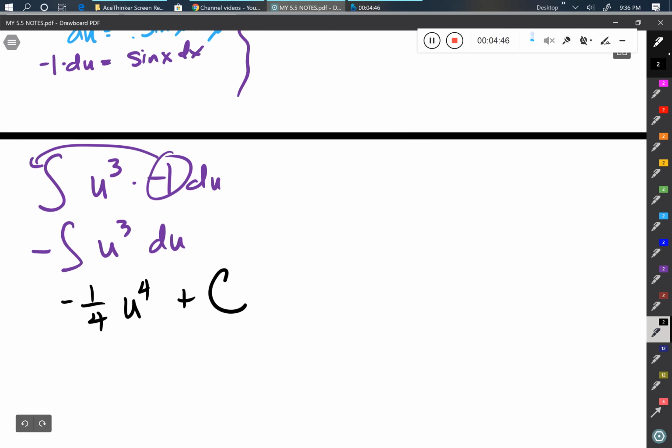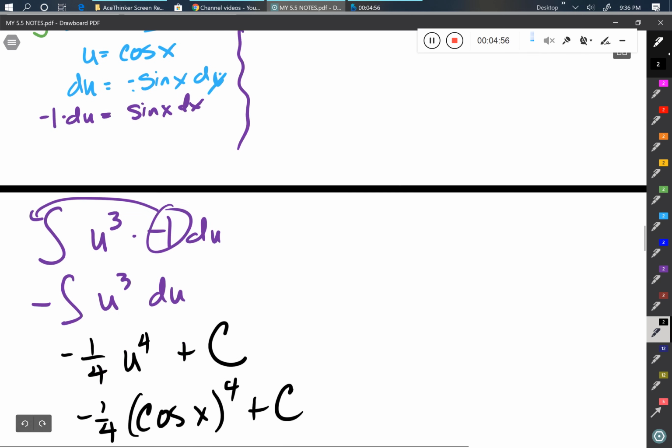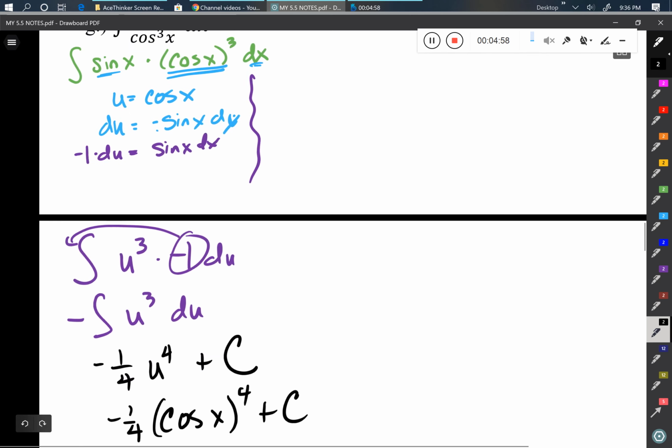Back substitute: negative 1/4 cosine x raised to the 4th plus c. Yeah, u is cosine. I almost forgot. I had to go back and check.